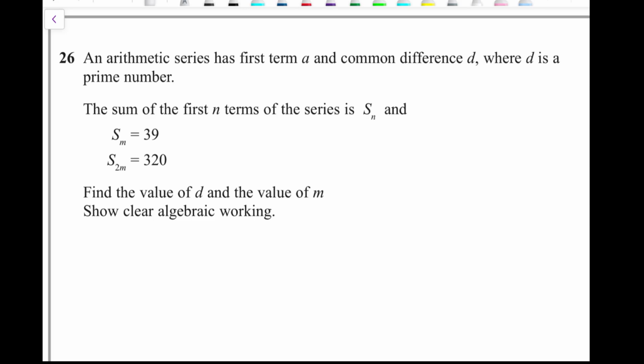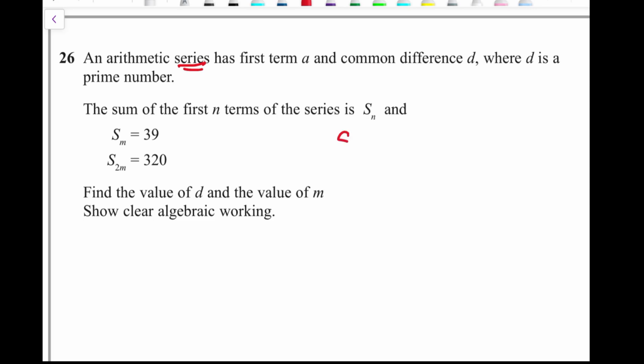Now, with all problem questions, it's the same idea. It's about working out what sort of question it is, and therefore what do you know, and therefore what can you do. And sometimes it's just doing stuff and hoping it's going to work. So in this case, it's a series question, and therefore you're just going to have to think about what you know to do with arithmetic series.